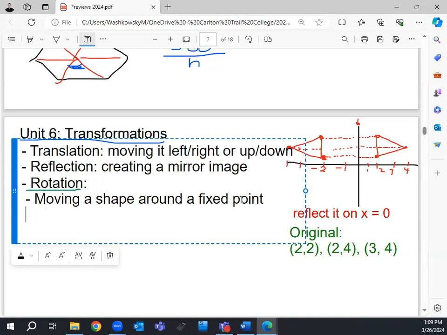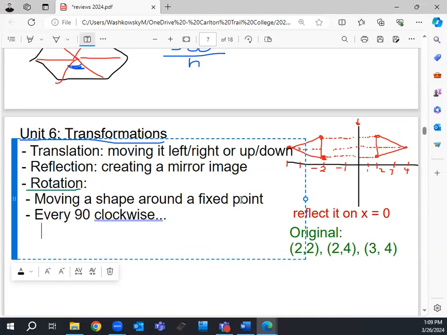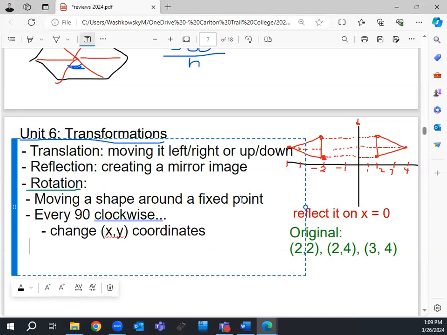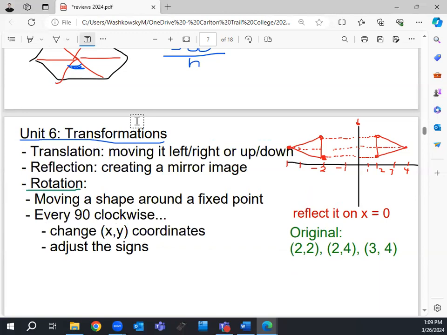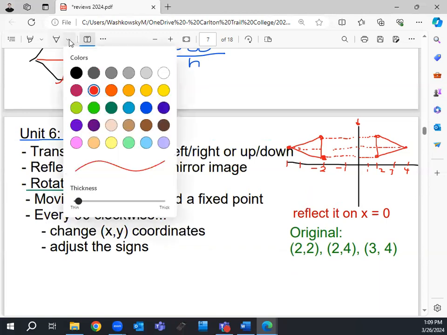One of the facts we need to know, and I will demonstrate this in a second, is that every 90 degrees clockwise, you change the X, Y coordinates and you adjust the sign. There's a lot to break down there, so I will break that down in just a second once you get caught up.